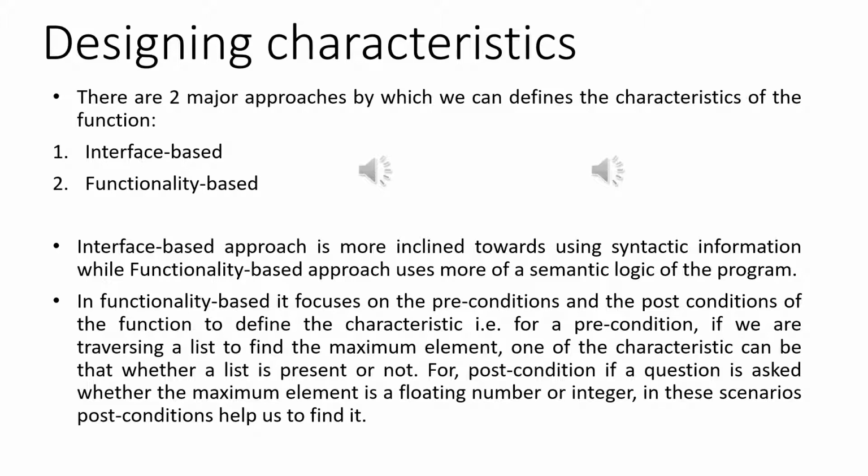And in the postconditions, we can put it in such a way that the second part of the question is whether the element which we have found is a floating number or an integer number. So for that, different types of characteristics can be made.